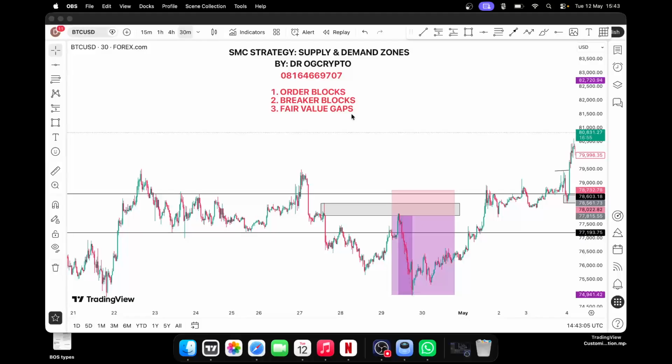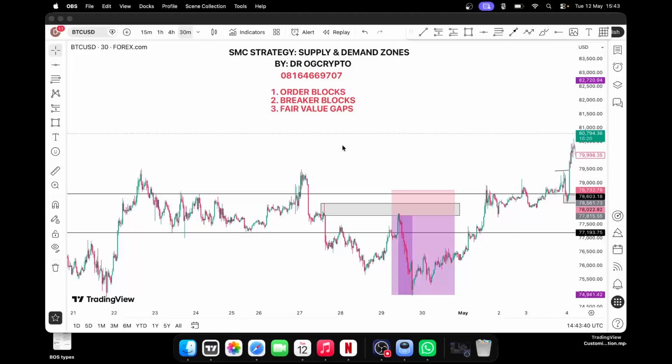Then when we say fair value gaps, just from the name, gap. So there are gaps in the market. Normally the way the market is supposed to be behaving is that when you are seeing a buyer, you'll be seeing a seller. Like let's say 50 buyers come into the market. Therefore, for the market to be balanced, 50 sellers are also supposed to come into the market. But in a situation whereby there are 100 traders total in the market, then 90 of those traders are buying, while 10 of those traders are selling.